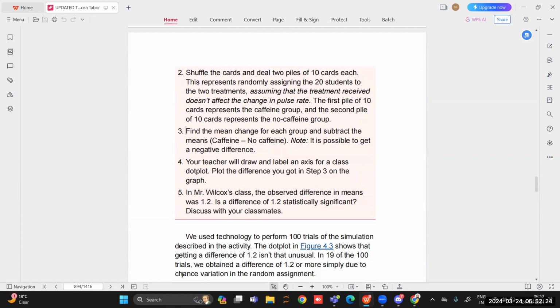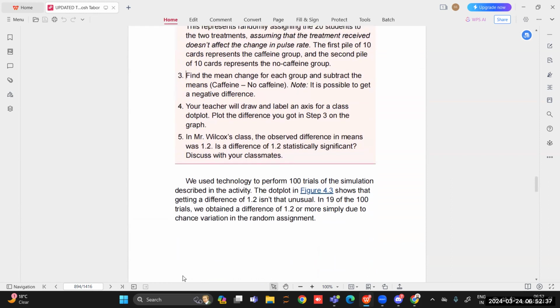Find the mean change for each group and subtract the means. Note, it is possible to get a negative difference also. Your teacher will draw a label and axis for a class dot plot, and you will plot the differences you got in step 3 on the graph. So you can do this. In Mr. Wilcox's class, the observed difference in means was 1.2. Is a difference of 1.2 statistically significant?